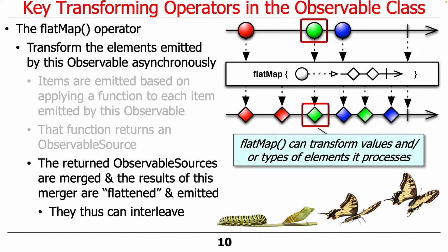And also notice as well that you can transform values or the types of values. So you can either change the values by multiplying them or adding them or dividing them or doing some computation to them. And you can also change their type, going from integer to string, or from string to search results, or whatever you need to do. You can transform the values and or the types.